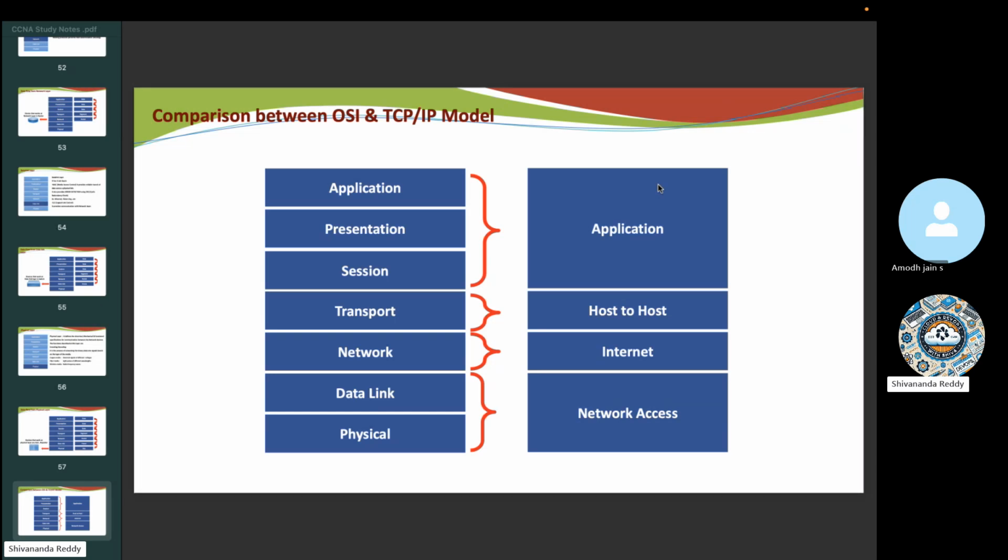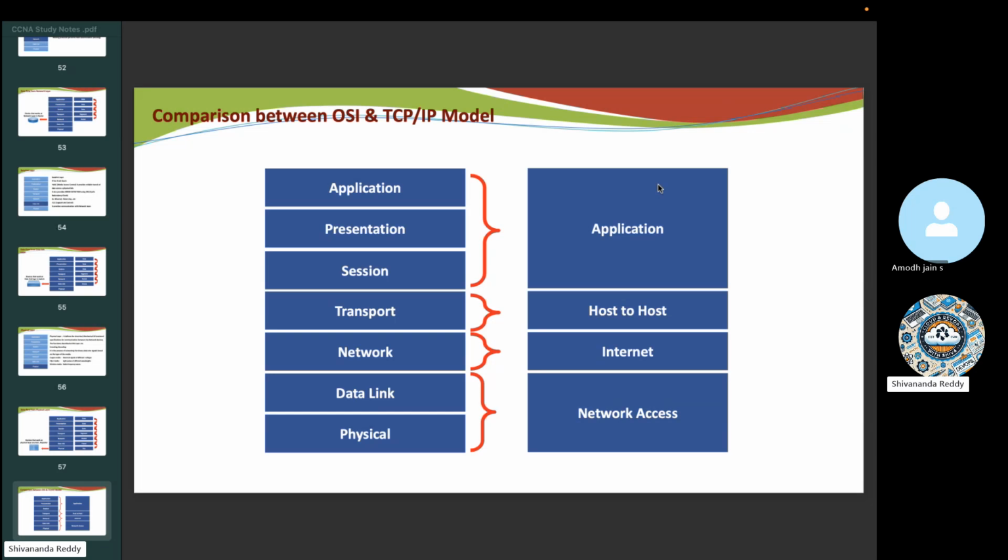What is the difference between them? It reduced the layers from 7 layers to 5 layers, or majorly 4 layers. If you look below, the physical layer and data link layer are both combined as network access. Remember, physical and data link, both combined as network access. The network layer is converted to the internet layer.